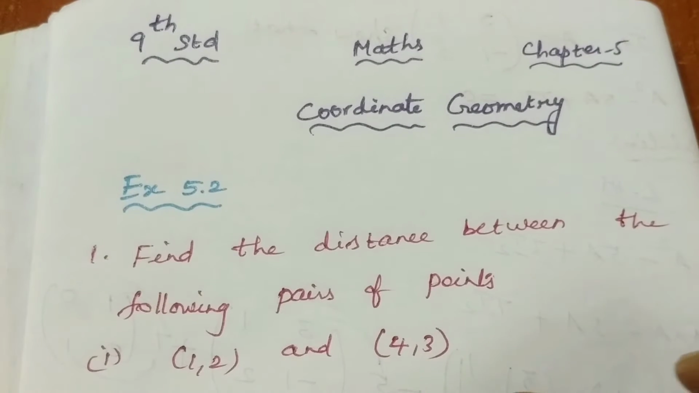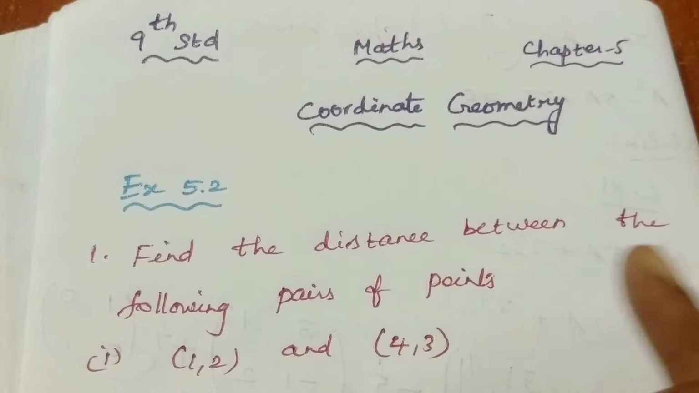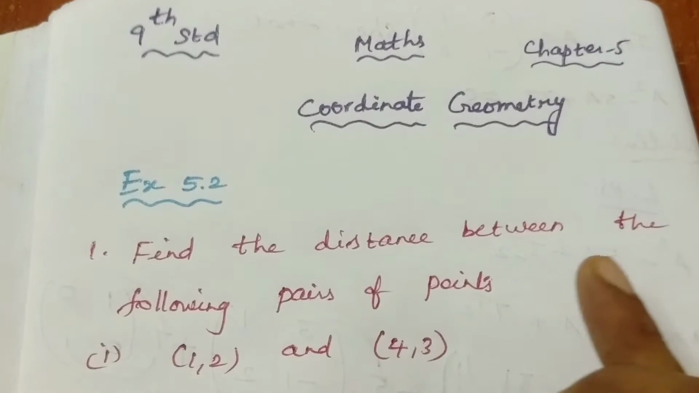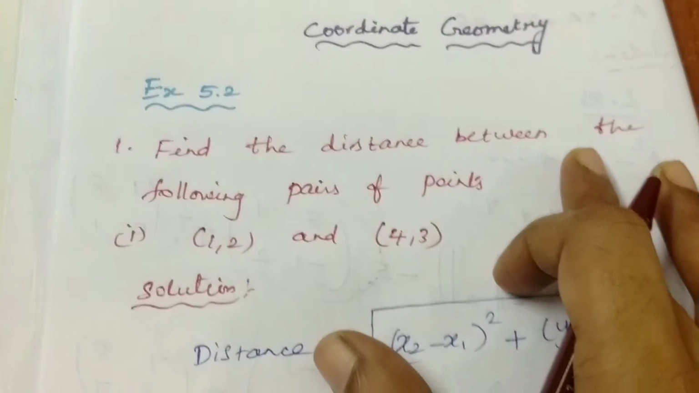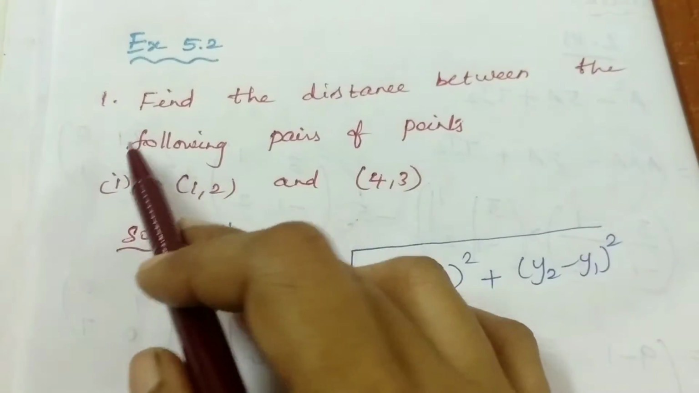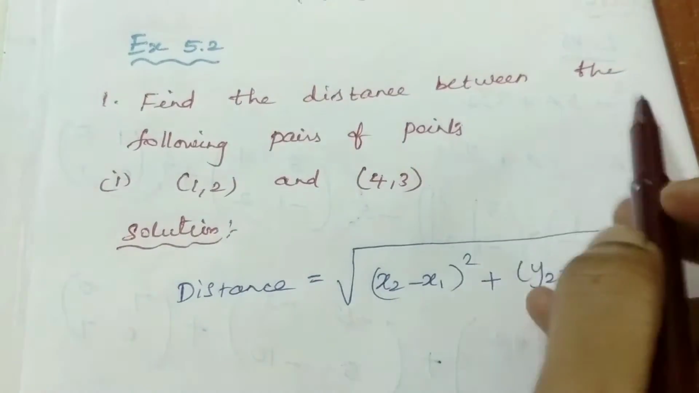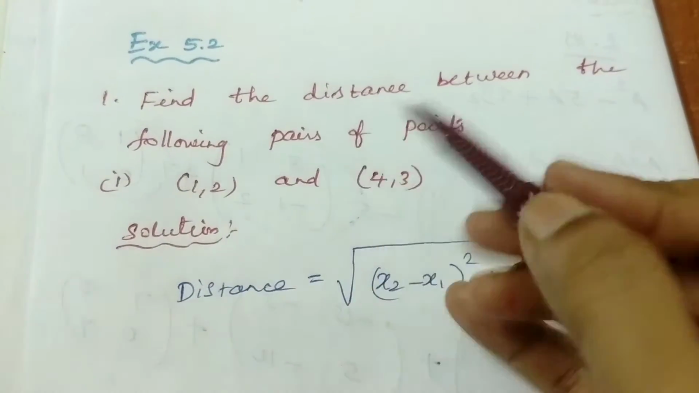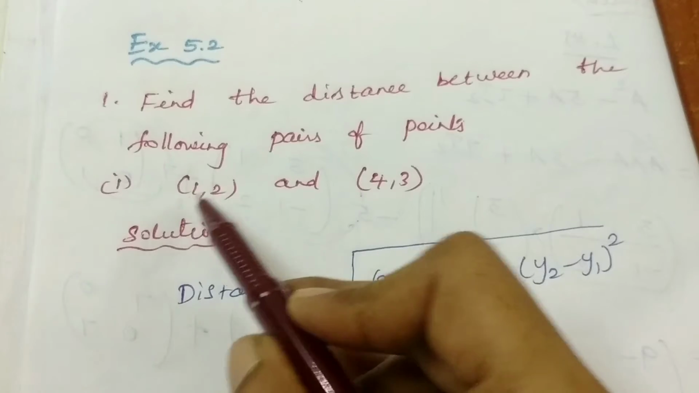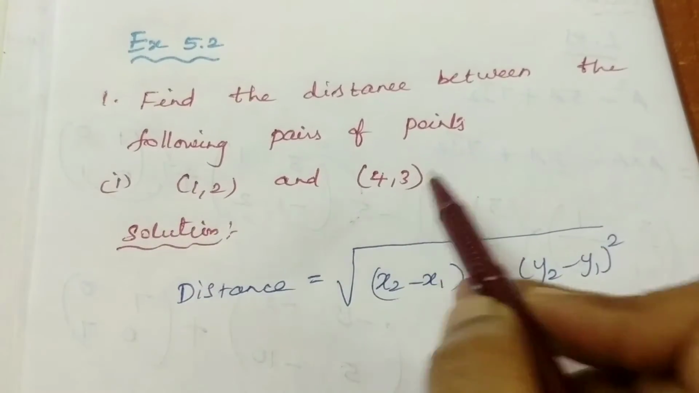Hello students, in this video we are going to learn 9th standard maths chapter 5 coordinate geometry exercise 5.2 first question. Find the distance between the following pairs of points. First subdivision: (1, 2) and (4, 3).